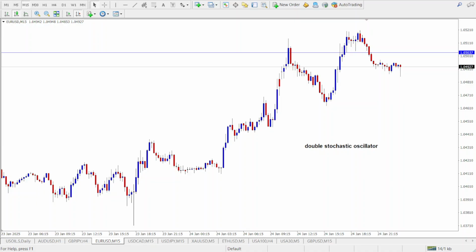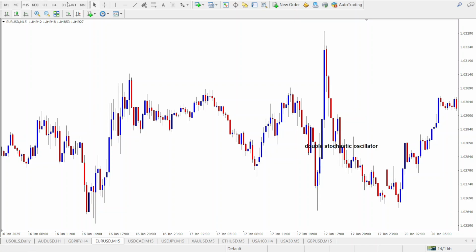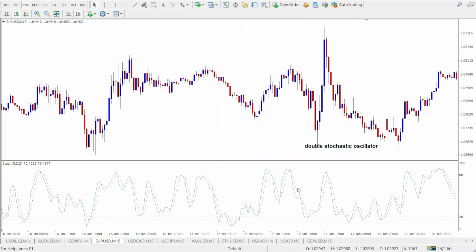Now, let's kick things off with the basics. What exactly is the double stochastic oscillator? The double stochastic oscillator is a modified version of the classic stochastic indicator. I'm just going to add the classic stochastic oscillator to the charts real quick. Of course, you should know what a stochastic oscillator looks like.